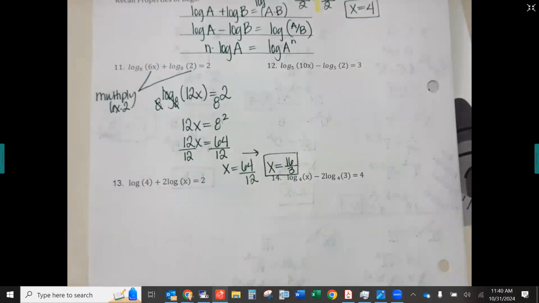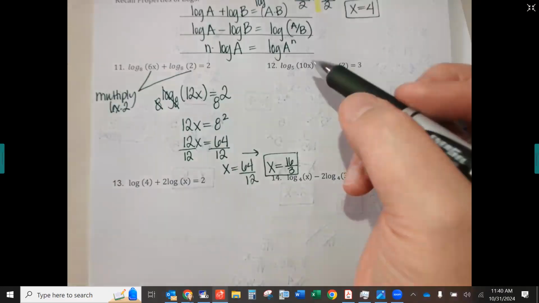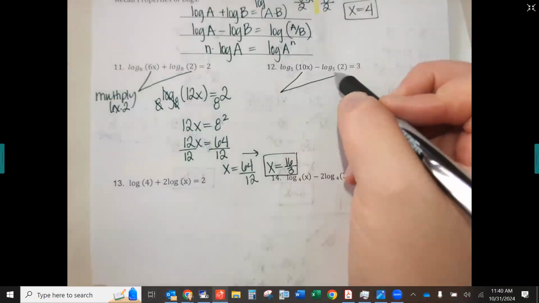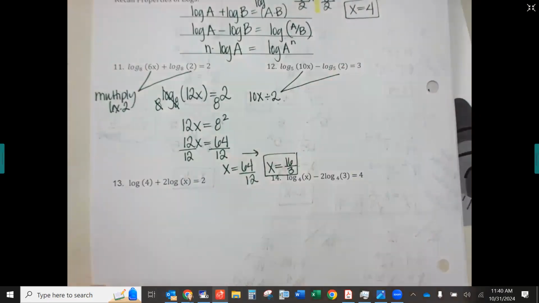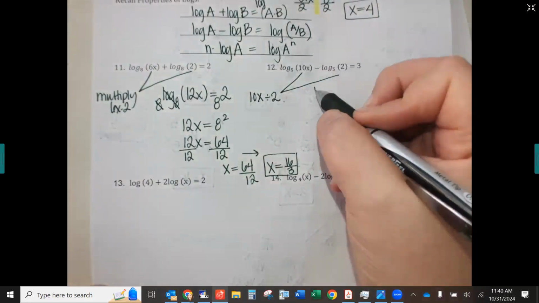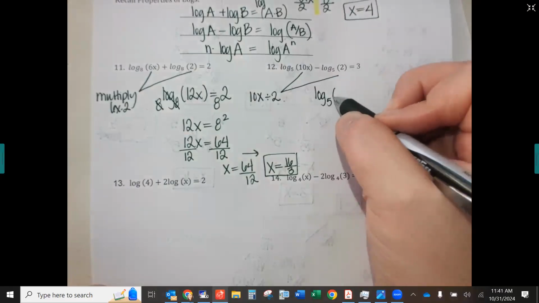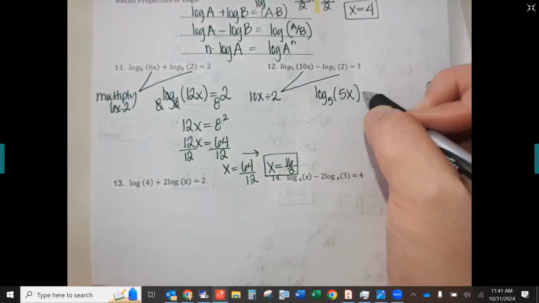All right, take a look at number 12. Are the logs on the same side added or subtracted? And if they're subtracted, how can I squeeze them back together into the same log with multiplication or division? Division, very good. So I need to do 10x divide by 2. What is that gonna give me? Log little 5 of 5x equals.